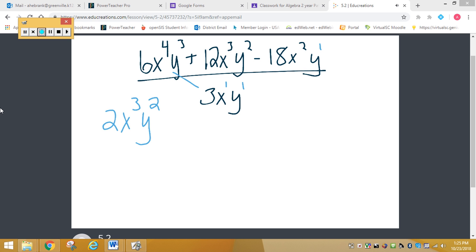I'm going to switch to red to do my middle one. We're going to bring this plus down. 12 divided by 3 is 4. Subtract your x's and you get x squared. Subtract your y's and you get y to the first.